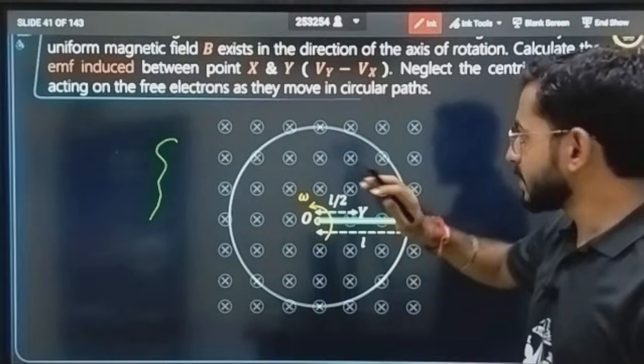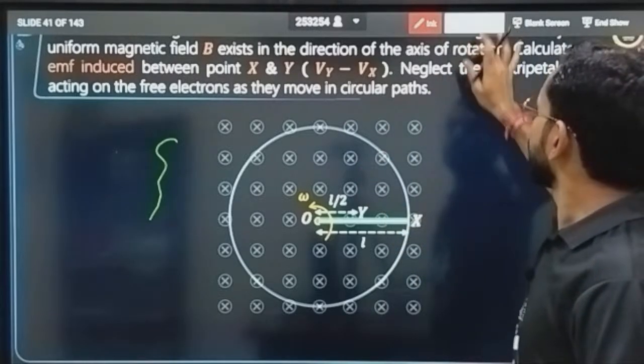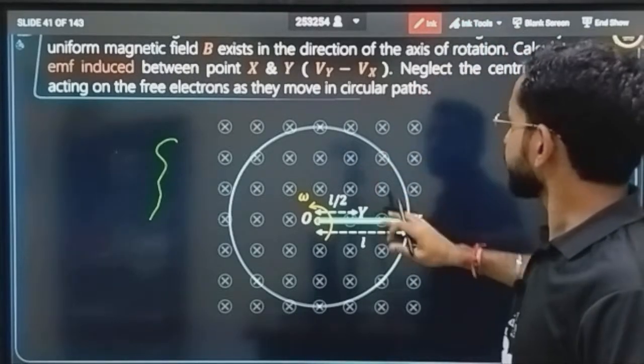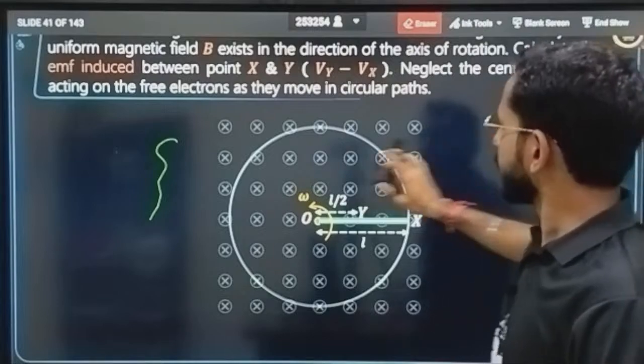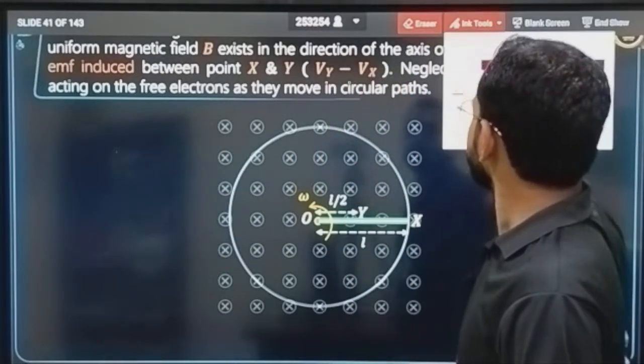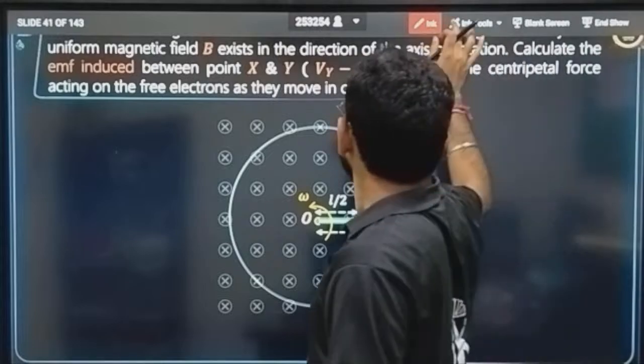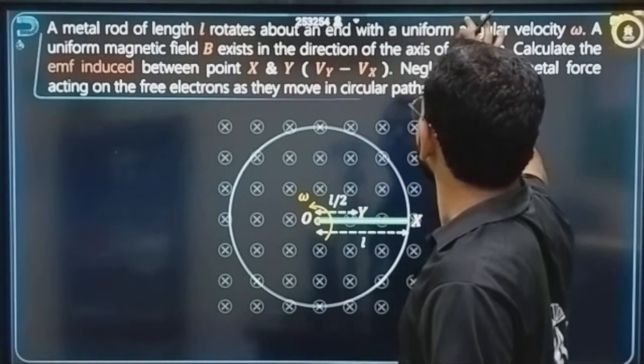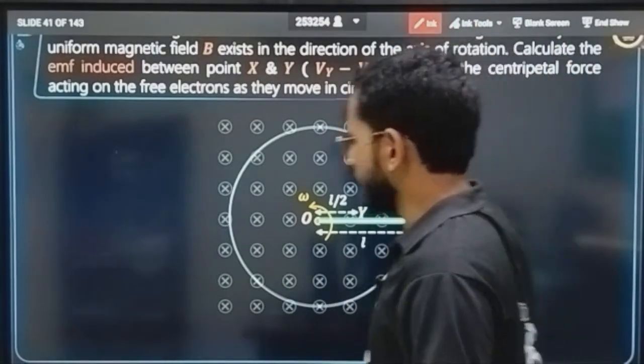There are 2 methods. Let's discuss both the methods. Let's erase this. Firstly, let's discuss method 1. What is method 1? I will tell you. Results are not as important. You should understand the method.